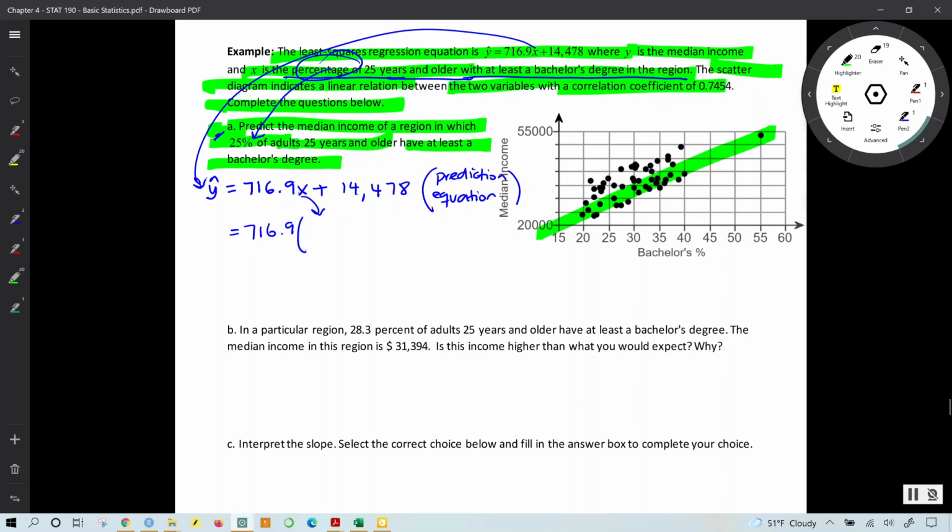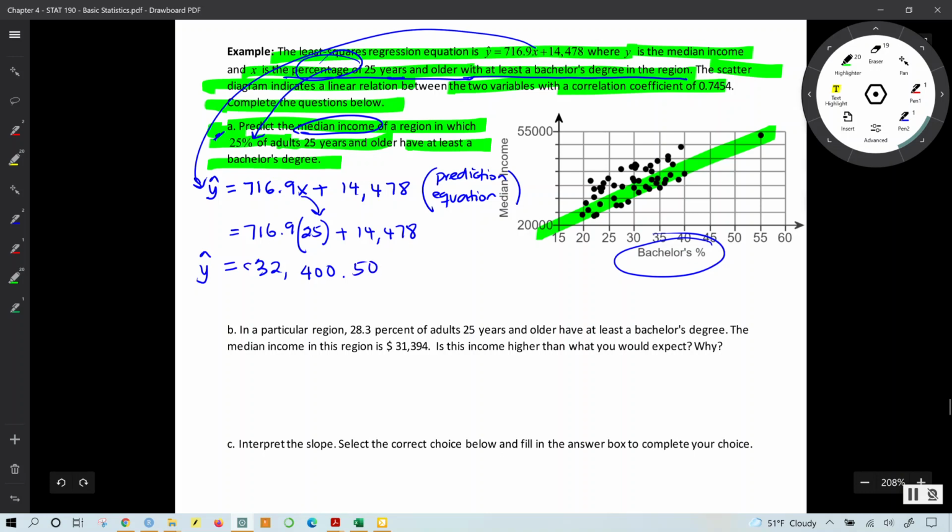So in this case, take note, this axis was measured in percentage, so I can simply plug in 25 here plus 14478. And I need to get the predicted median income for that percentage. That is equal to $32,400.50. This is the median income.